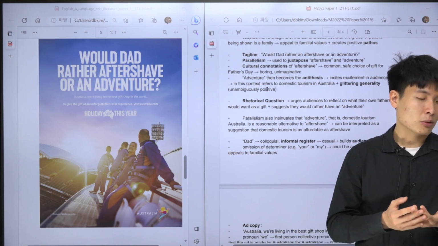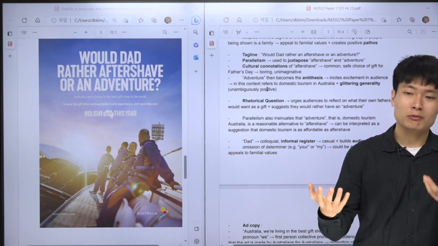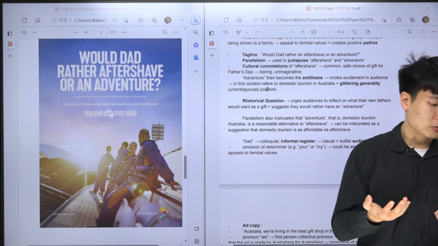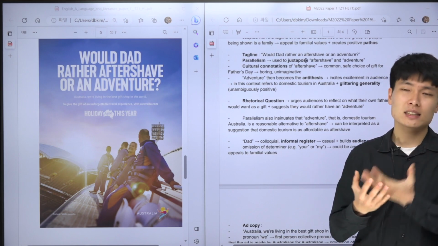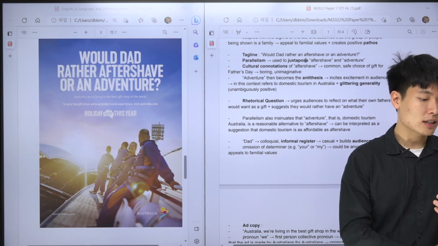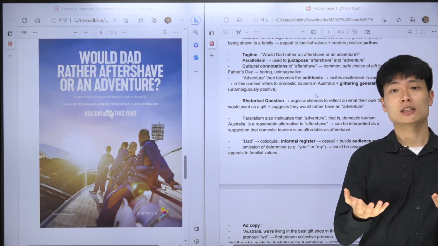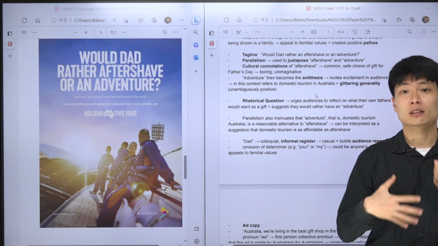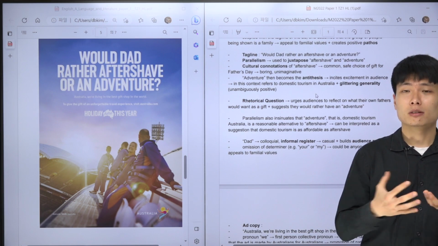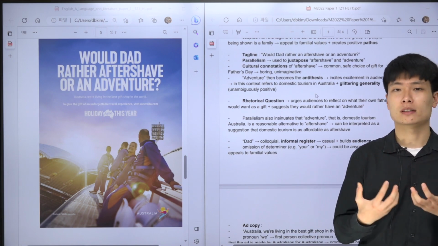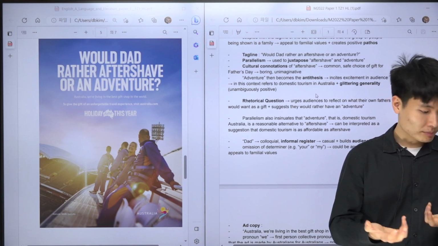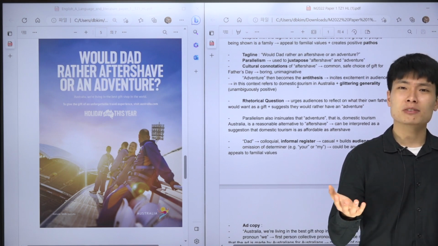And now, what does adventure stand for in this context? Well, it is referring to domestic tourism in Australia. And because it is an antithesis of aftershave, we understand that it incites excitement in the audience. Not to mention that adventure is a glittering generality. So that's a rhetorical technique where people use a word or phrase that has unambiguously positive meanings. So, who doesn't like an adventure, right?